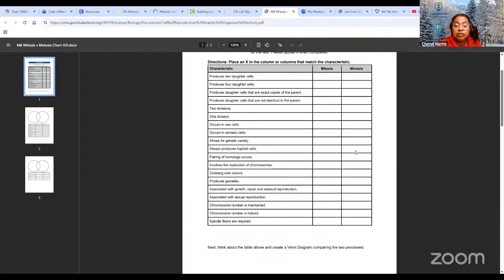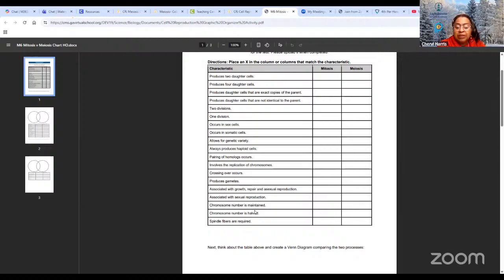We did variation, haploid cells was meiosis, pairing of homologous occurs in both, involves replication, occurs in both, crossing over only happens in meiosis, produces gametes only in meiosis, associated with growth or asexual reproduction and growth and repair is mitosis. That's all the other cells, your somatic cells, they do that. Sexual reproduction is going to be meiosis. That's the only thing meiosis is for, producing sex cells.